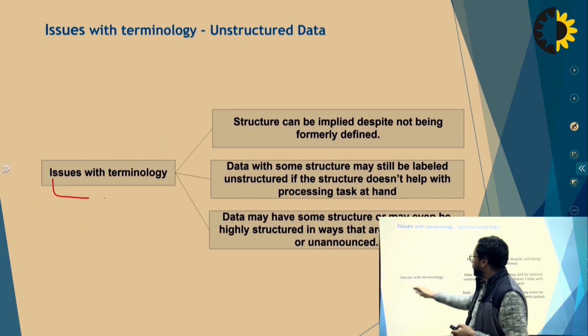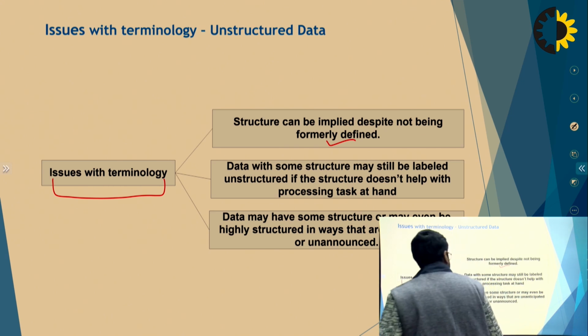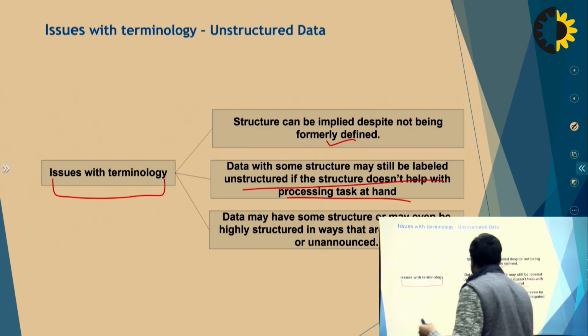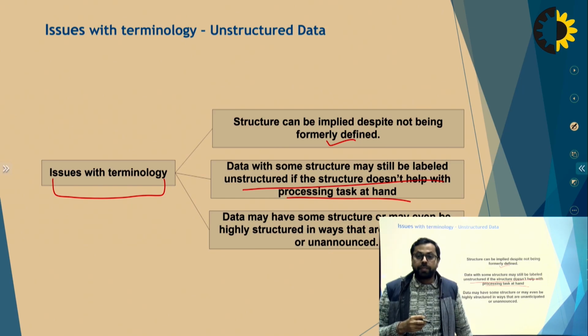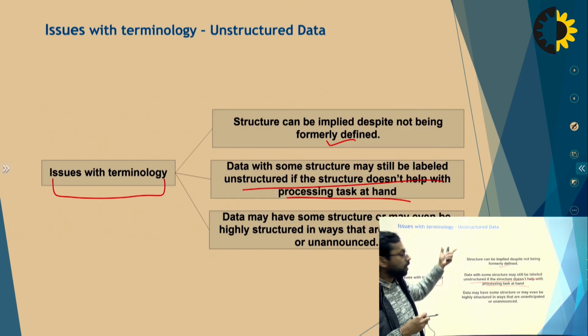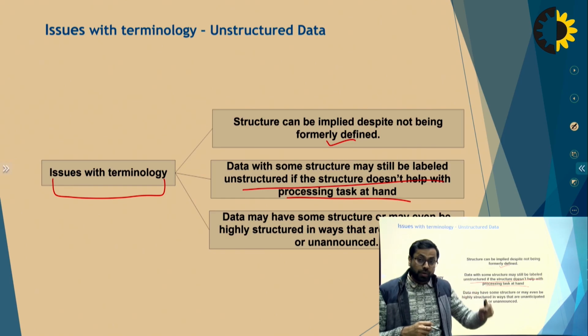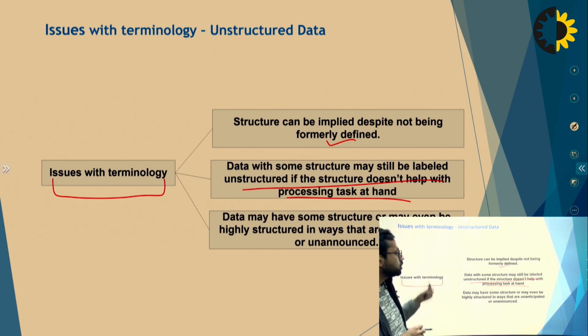What are the issues with the terminology? First, structure can be implied despite not being formally defined. Data with some structure may still be labeled unstructured if the structure does not help with the processing task at hand, because a large amount of time is used to recover data from unstructured data. There is no proper mapping done, so at the time of storage, and when we do some updating, recovery or changes, it takes too much time.